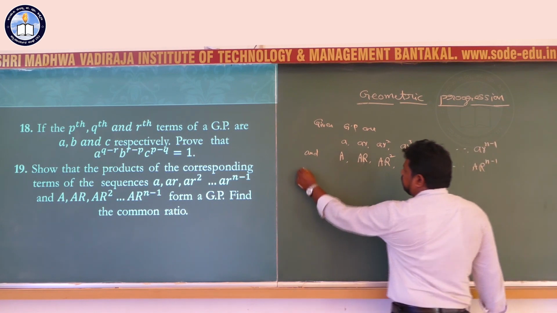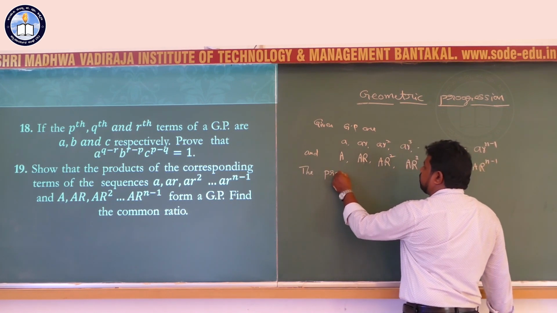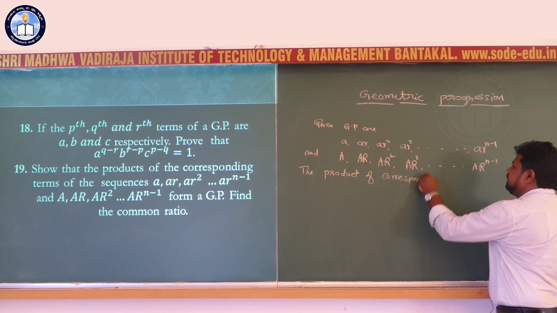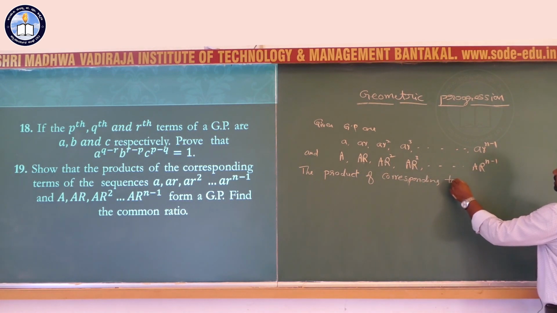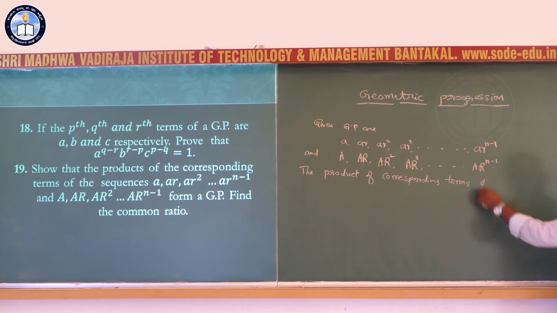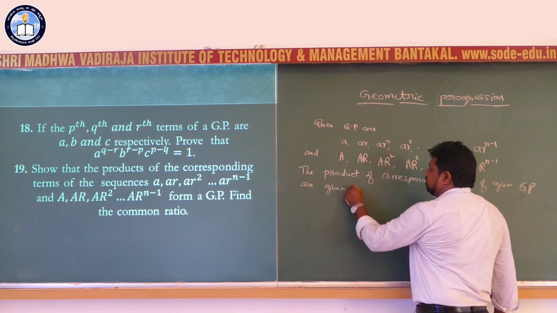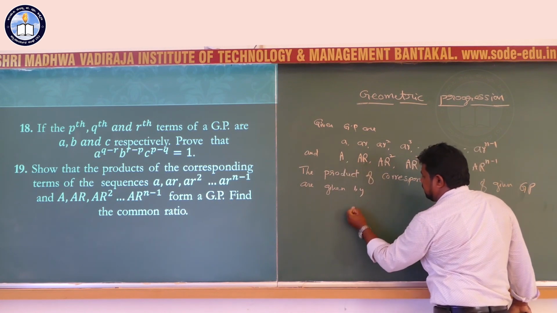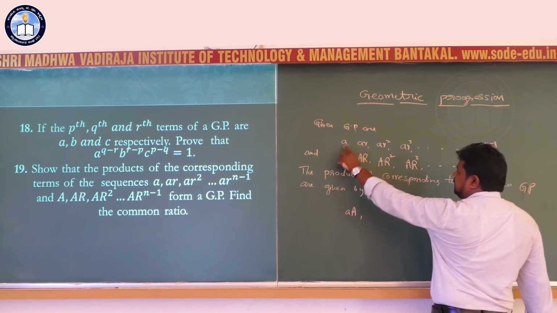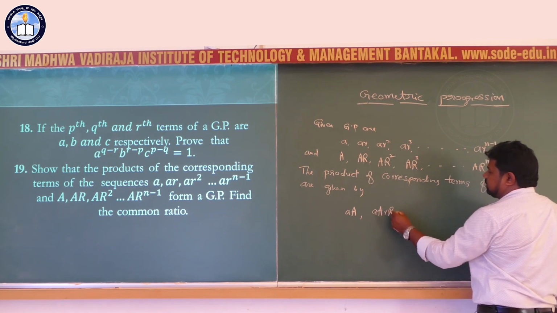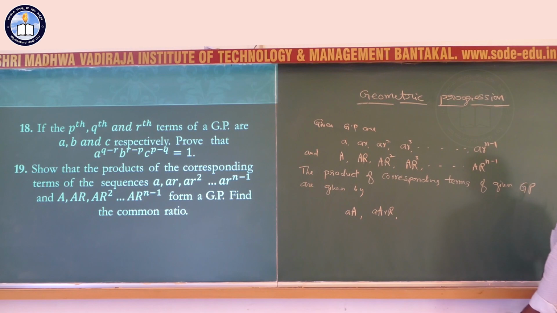The product of the corresponding terms of the given geometric progressions are given by: A into A, the first terms, then AR into AR, that is the product of the second terms.